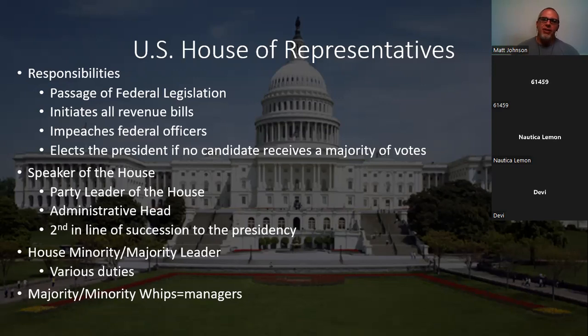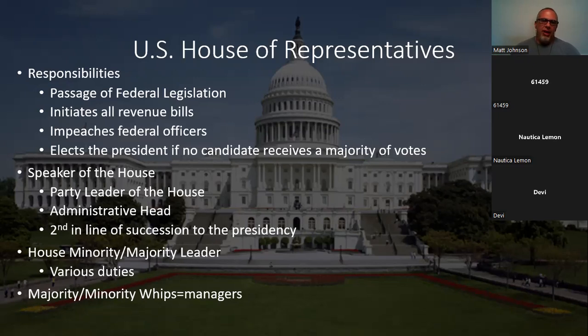Then there's a House minority and majority leader. So that's typically a senior member of the House of Representatives, somebody that has served for a while, somebody that's respected, and they have various duties depending on the year, and the rules are set up for bills and debate. But there are some duties that they have.